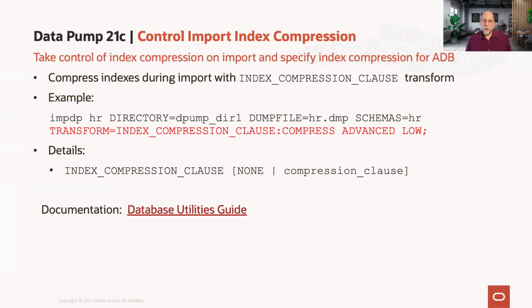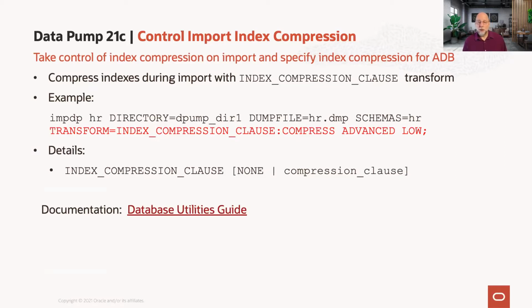And finally, for 21, a useful feature, but probably not as broadly useful, is that we've added control over the index compression clause for import. We've had this for Data Pump since 11.1, when OLTP compression was added to the database. But now you can also control index compression in addition to data compression.